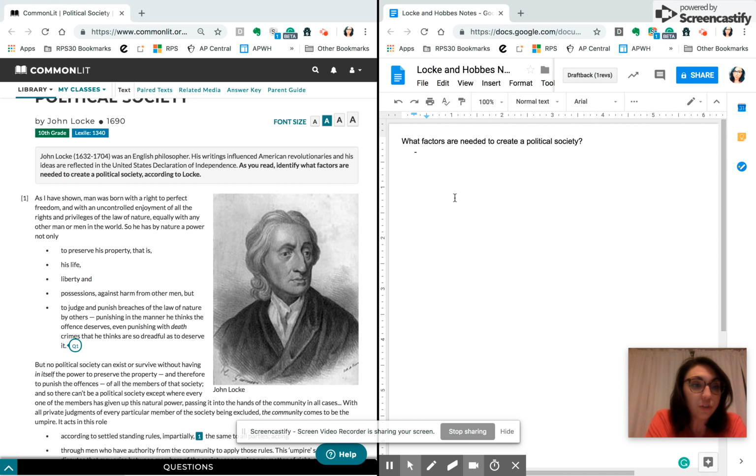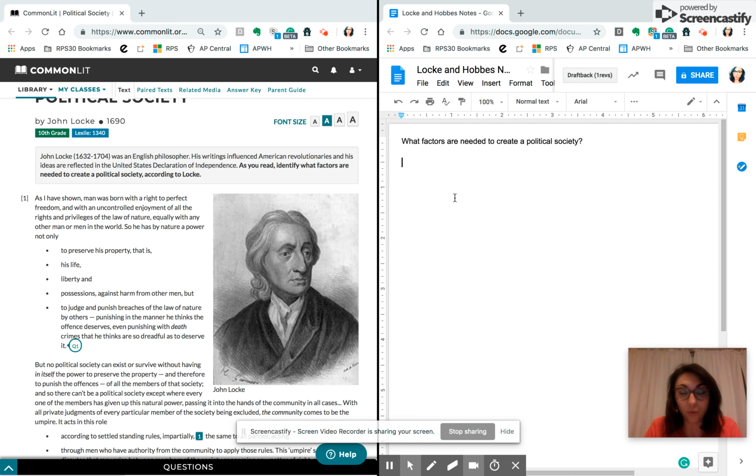So it says, "As I have shown, man was born with a right to perfect freedom and with an uncontrolled enjoyment of all the rights and privileges of the law of nature, equally with any other man or men in the world. So he has by nature a power not only to, one, preserve his property, that is, his life, liberty, and possessions against harm from other men, but to judge and punish breaches of the law of nature by others, punishing in the manner he thinks the offense deserves, even punishing with death crimes that he thinks are so dreadful as to deserve it." So that's what he believes people have the right to do.